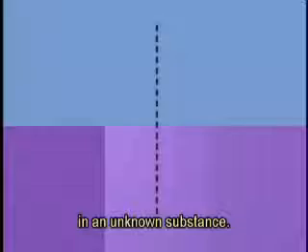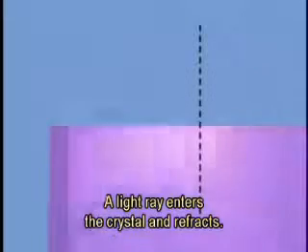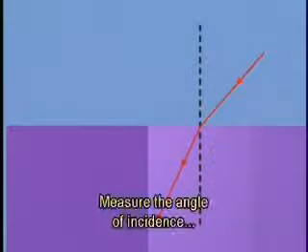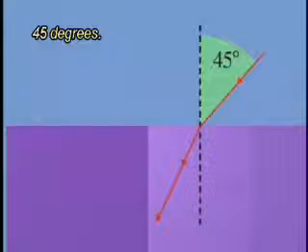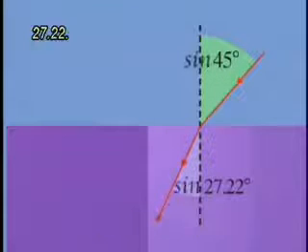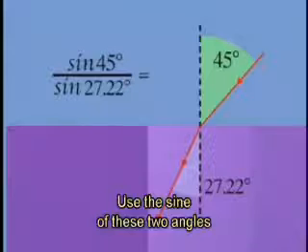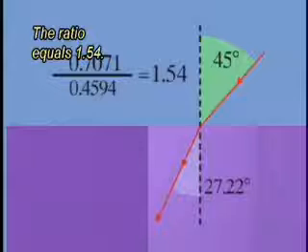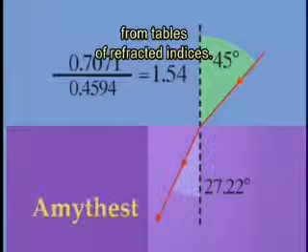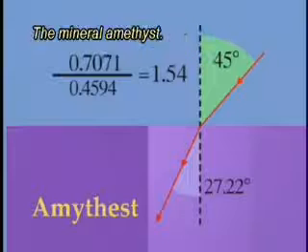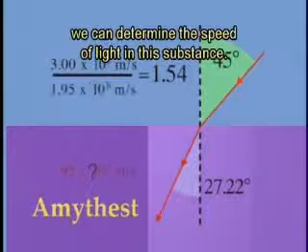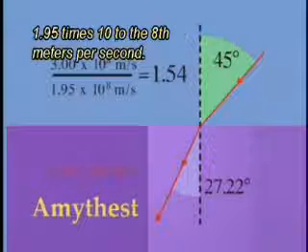It also gives us a way of calculating the speed of light in an unknown substance. A light ray enters the crystal and refracts. Measure the angle of incidence and the angle of refraction. Use the sine of these two angles to calculate the index of refraction. That mineral can be identified from tables of refractive indices. And since the refractive index is a ratio of light speeds, we can determine the speed of light in this substance.